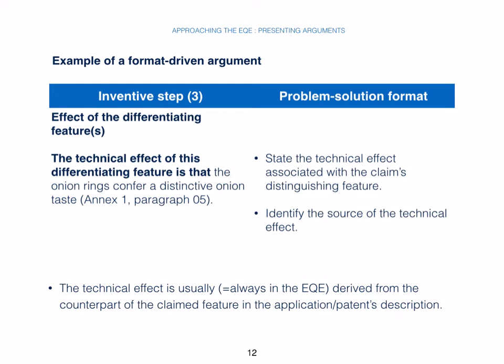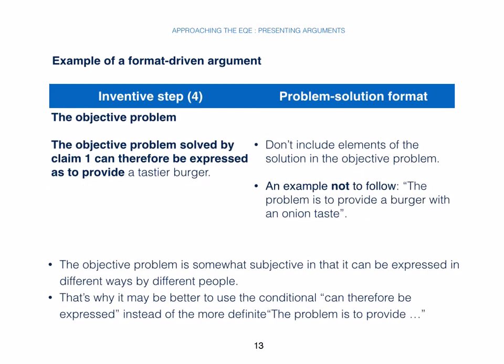Having set out the differentiating feature, we have to articulate the objective problem, which we could, for example, state as follows. The objective problem solved by Claim 1 can therefore be expressed as to provide a tastier burger. Don't include elements of the solution in the objective problem. Here is an example not to follow. The problem is to provide a burger with an onion taste. That puts the solution in the problem.